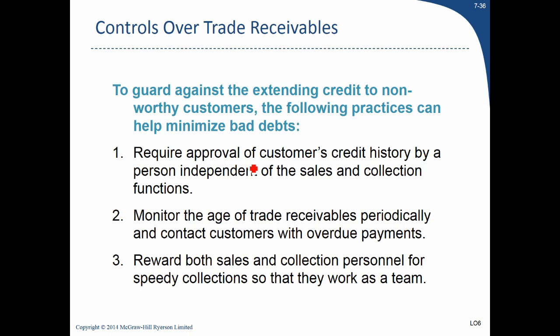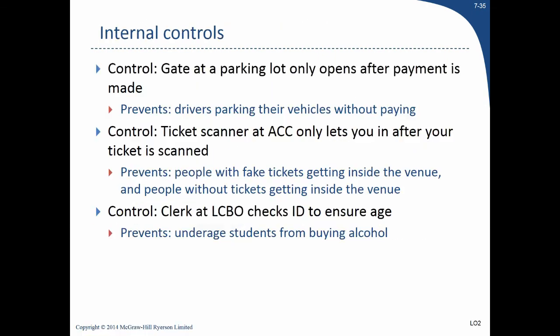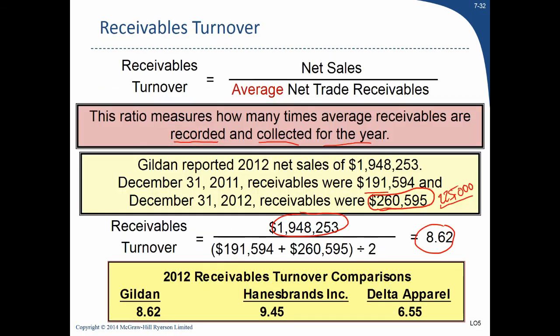Require approval of a customer's credit history by a person independent of the sales and collection functions. So maybe the manager of inventory needs to approve extending credit over a certain amount, let's say $1,000. And so they might look at the history of that customer and say, let me bring you back a few slides, I'll show you a good example.